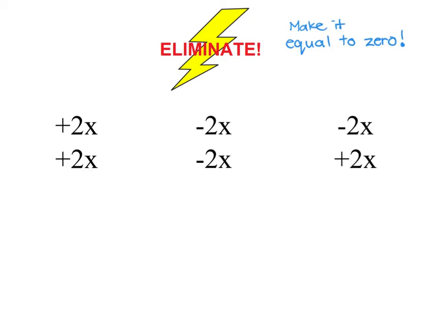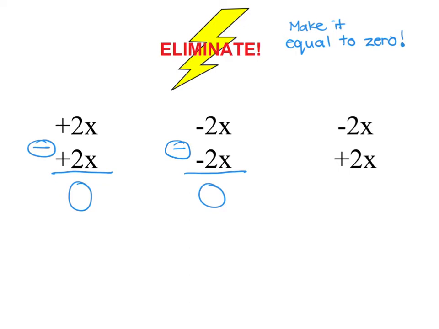Now let's start off with the one on the left-hand side, positive 2x and positive 2x. To make it equal to 0, you would actually have to subtract the 2. So 2x minus 2x is just 0. Okay, moving on to the second one right here in the middle. Now you've got negative 2x and negative 2x. To make it into 0, you would actually have to subtract the 2 from each other. And that would make it 0.